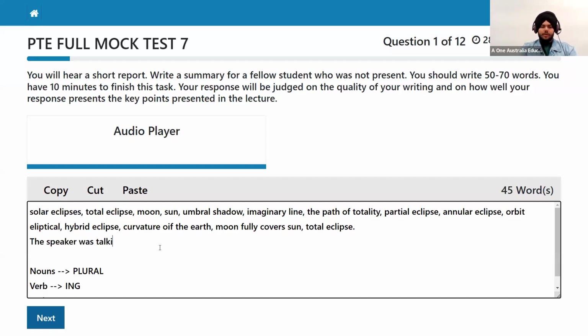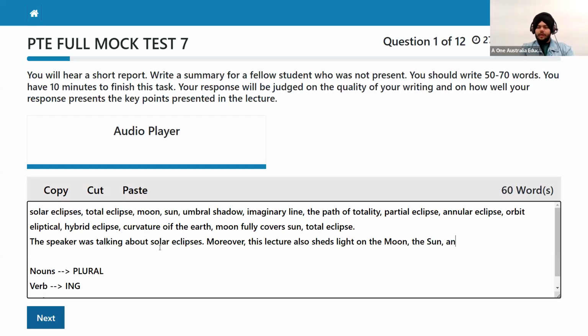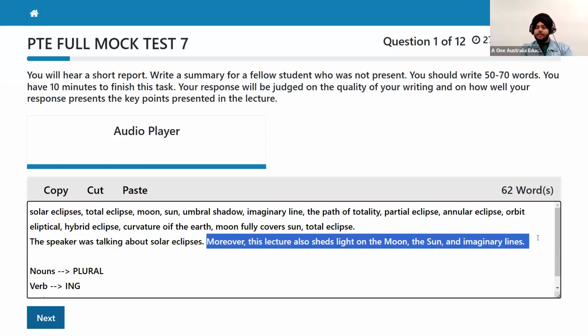So for example, here, the speaker was talking about solar eclipses, or I can say solar eclipse, but eclipses I'll write. Moreover, this lecture also sheds light on the moon, the sun, and umbral shadows. Now, if I'm not sure about umbral shadows, I'll not write it. And imaginary lines. Now, guys, in all of our sentences, we are only going to put one keyword. But if you have multiple keywords, we are going to put the multiple keywords only in the second sentence here.